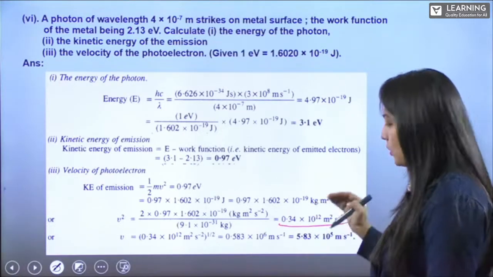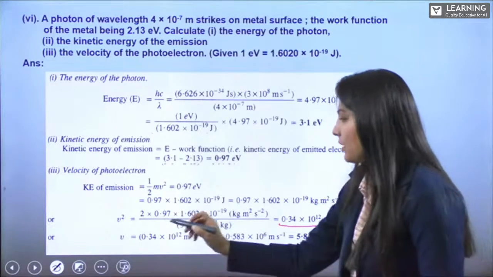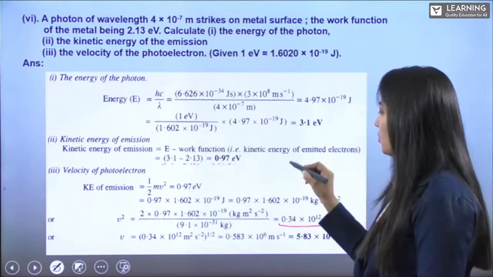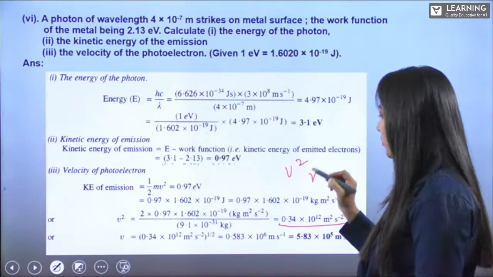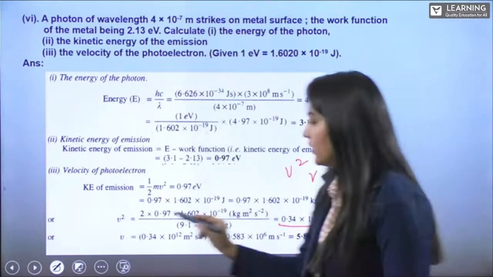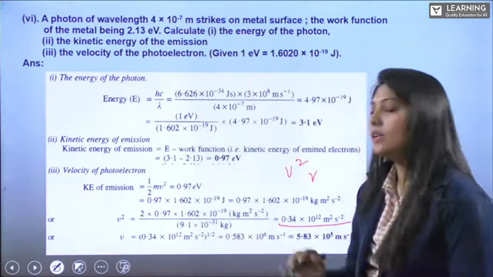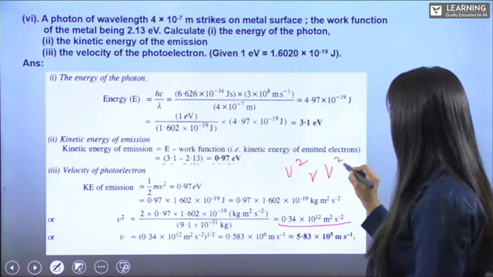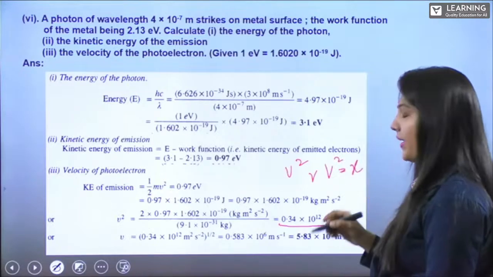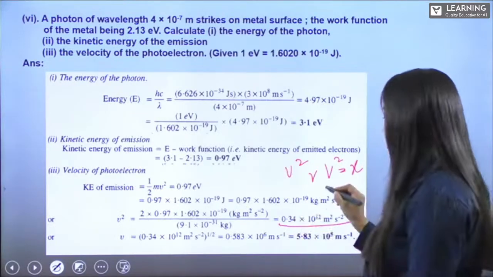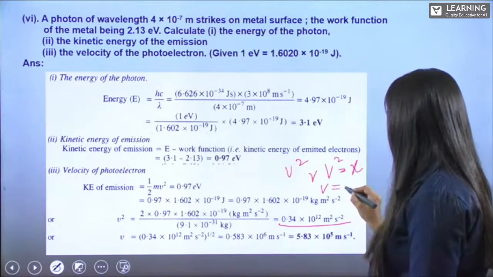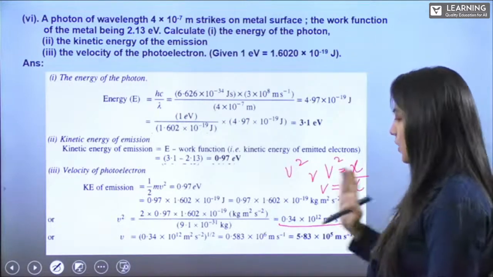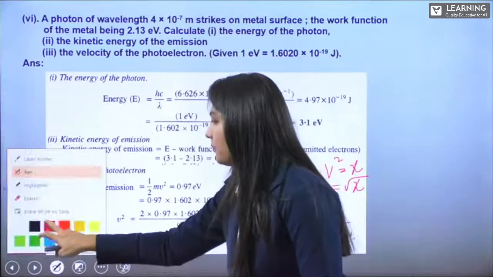Or else you can also take it like this. When you have v square equals this, we don't want v square, we want just v, velocity, right? So for that you have to transfer the square to the other side. When you have v square equals x, we have learnt in maths that v is equal to the square root of x. Isn't it, students? So that is what we are taking here.